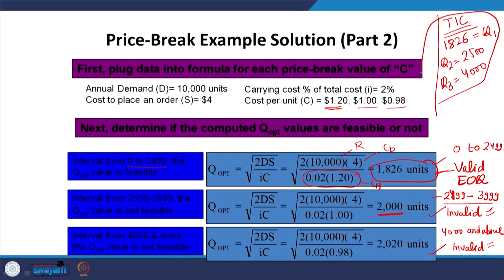So, for these three values of Q, you will calculate your total inventory cost, out of which whichever is minimum, three TICs will be available to us. Whichever TIC will be minimum out of these three, that corresponding Q will be our order quantity. So, let us see that also.